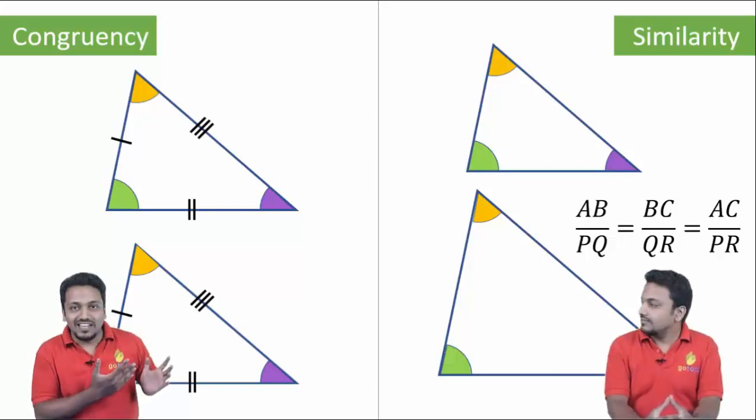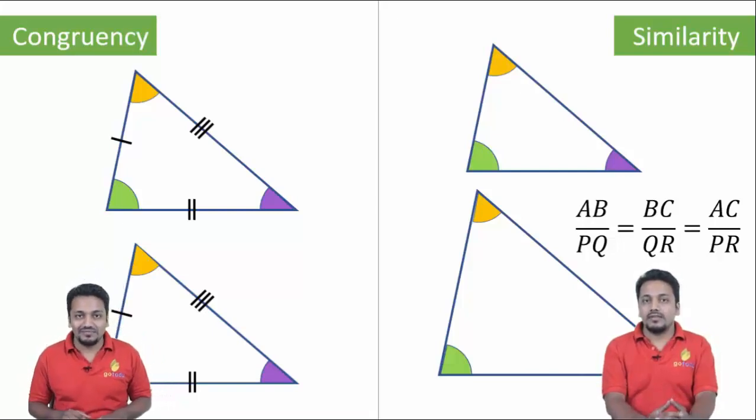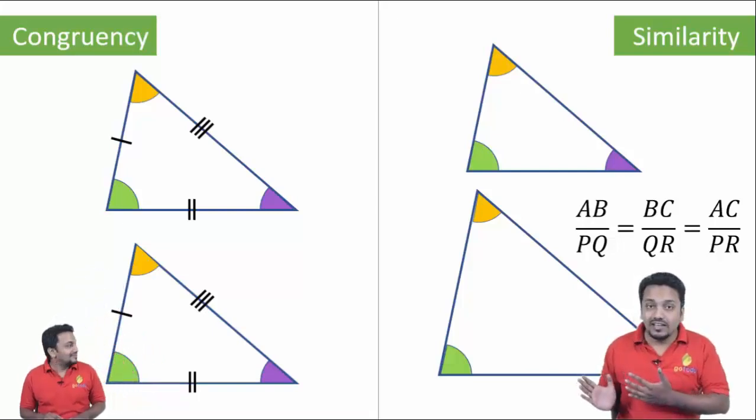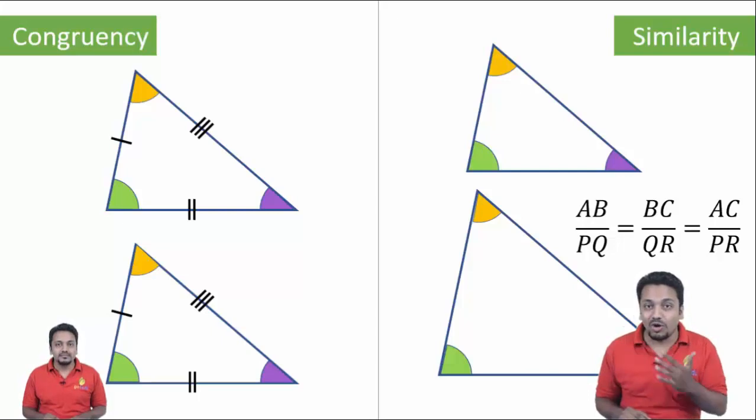So we guys are congruent to each other. Same shape and size, exact replica. But now we are similar. We have the same shape but the size is different. He is a smaller version of me.